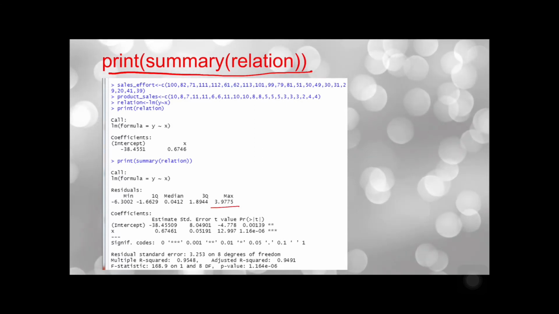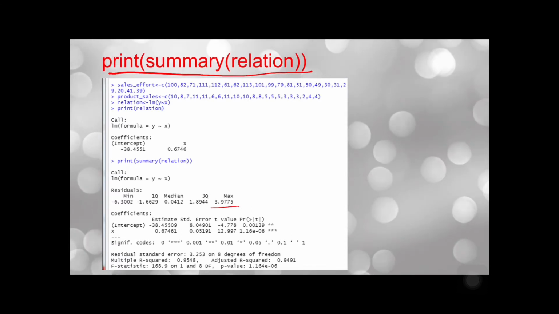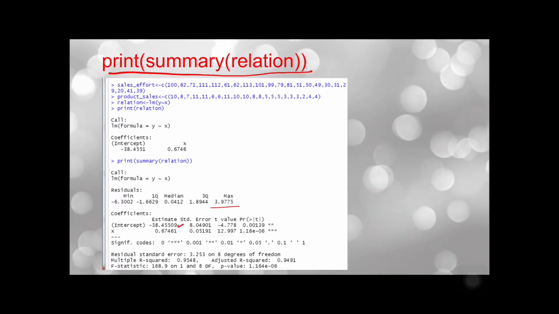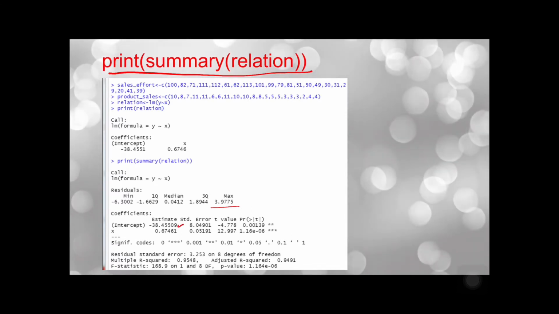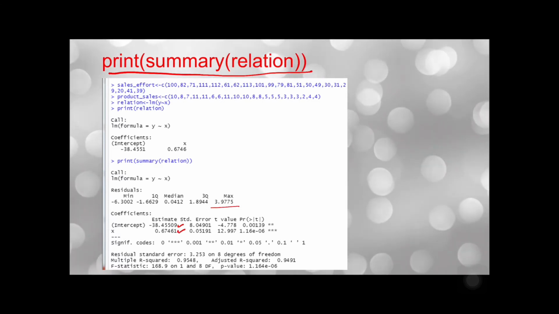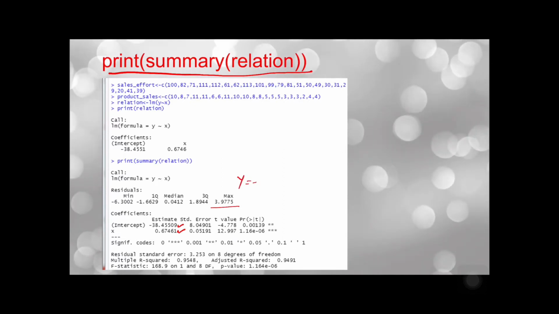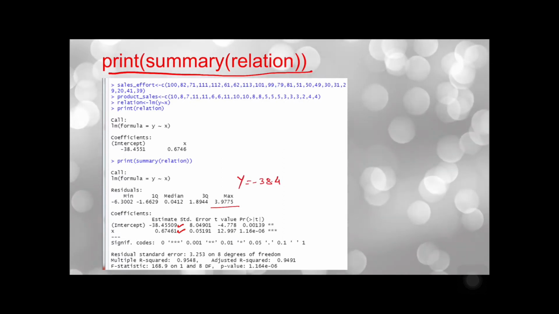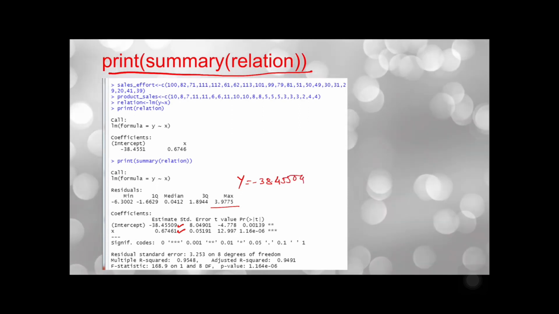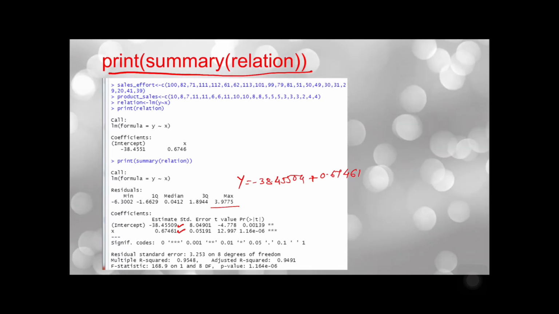The next section explains the coefficient details. Here, beta 0 is given by the intercept, -38.45509, and the x coefficient is given by 0.67461. So, in this case, we can formulate the regression equation as y = -38.45509 + 0.67461x.